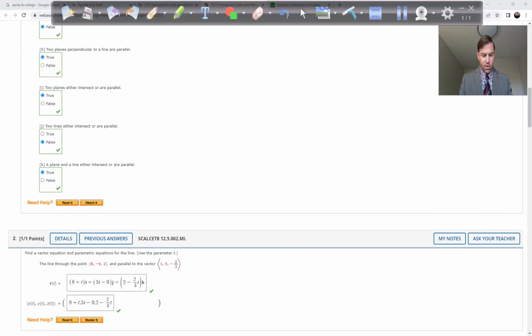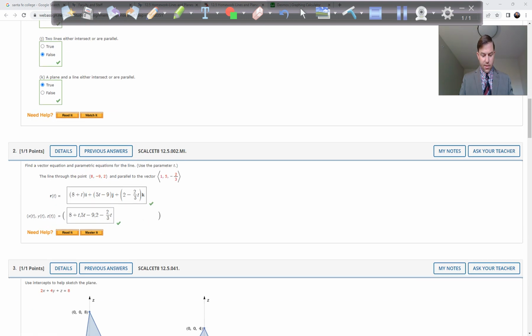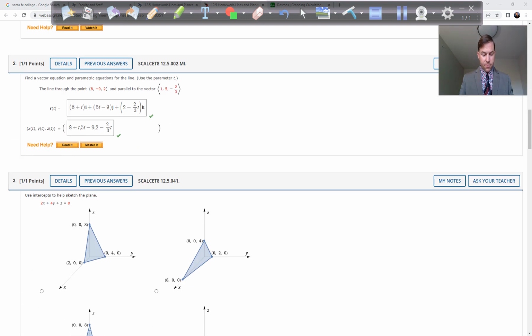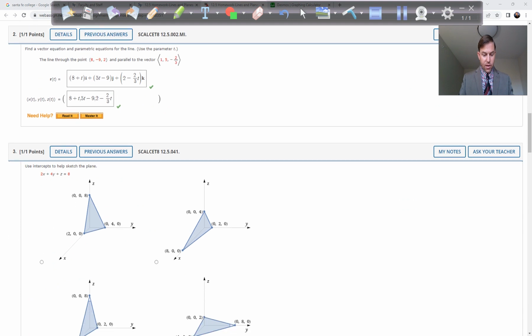Oh, I guess there's even more. Okay, so H, two planes perpendicular to a line are parallel, so that would be true. And then two planes either intersect or are parallel, that's true. Two planes either intersect or are parallel, that's false. And a plane and a line either intersect or are parallel, that's true. So again, trying to draw these is a real bear, so I'll let you think about why those are true or false. Okay, 2, find a vector equation and a parametric equation for the line.